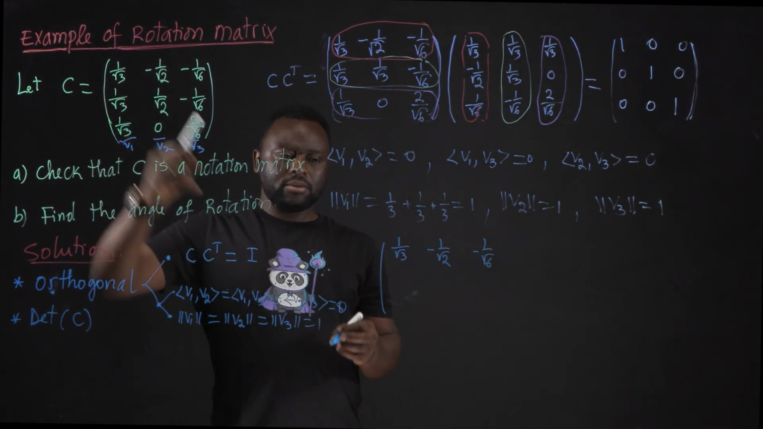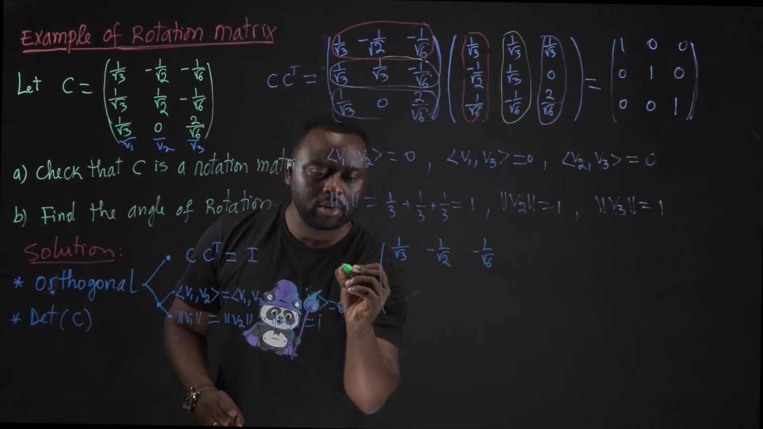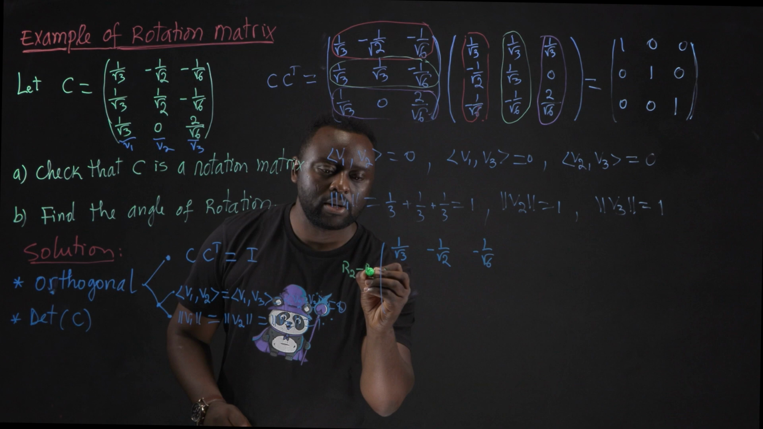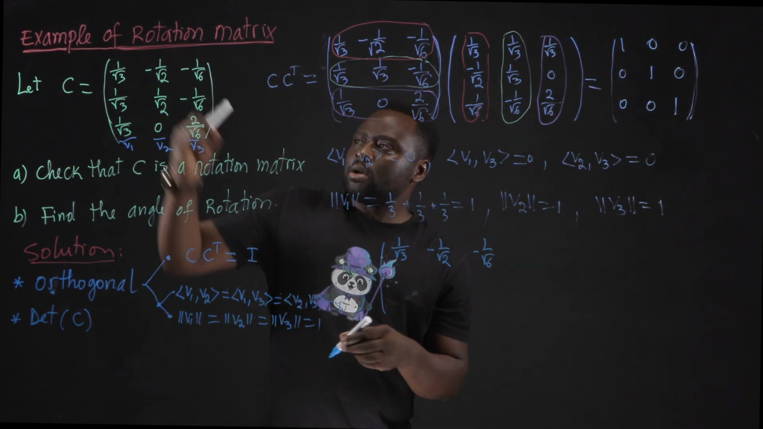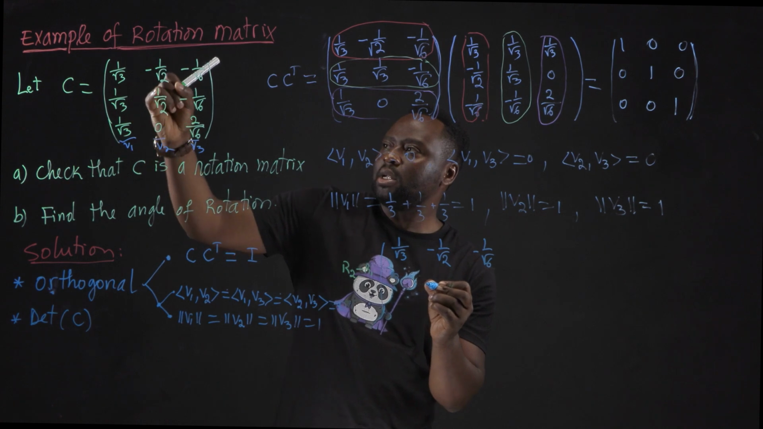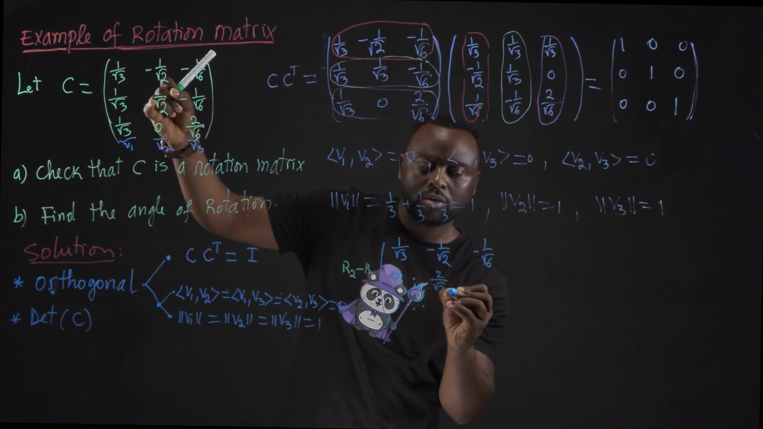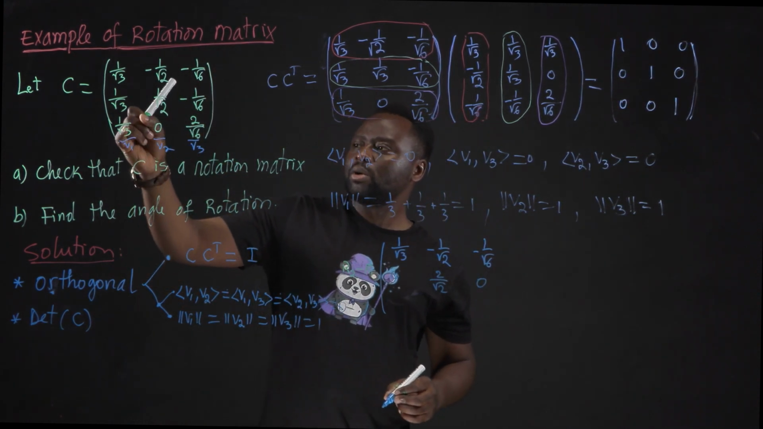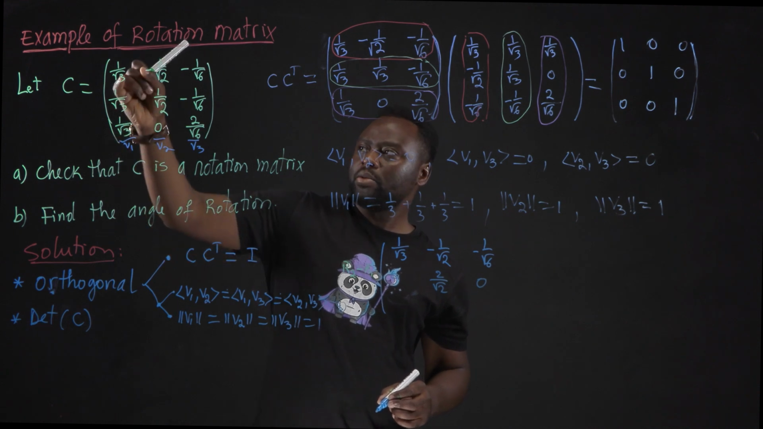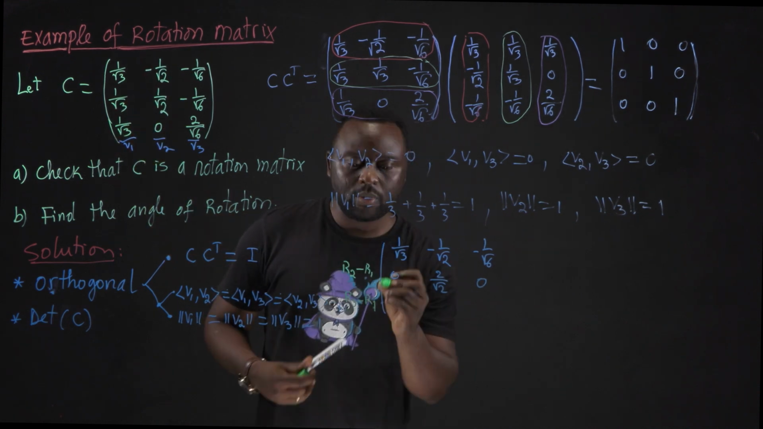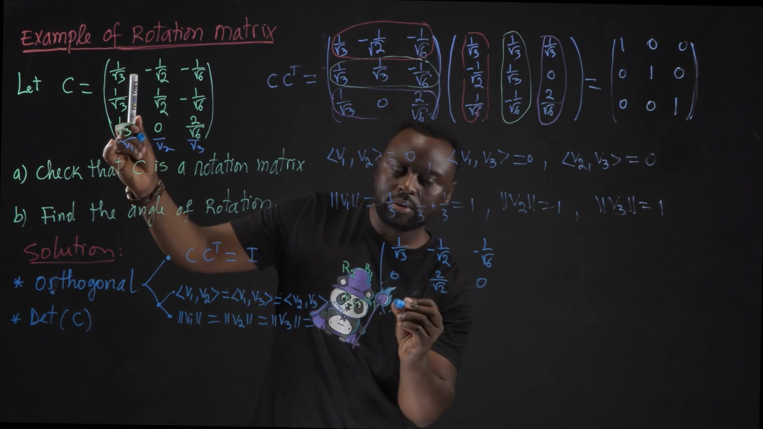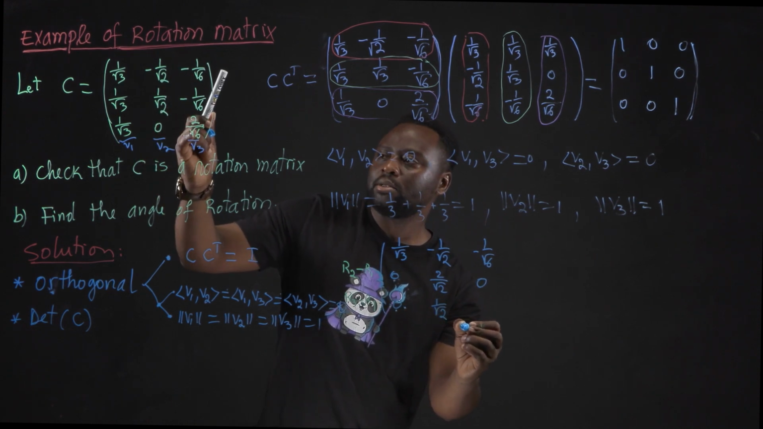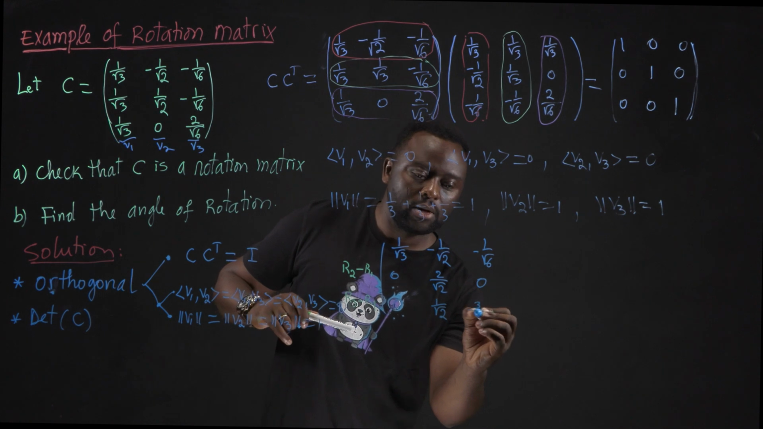For the second one, R2 will become R2 minus R1. Okay? This and this is 0. This and this is 2 over square root of 2. And this minus this one is just 0. Also, we can do the same for this one. We take R3 minus R1. This is 0. 0 minus this is 1 over square root of 2. And the last one, this minus this is 3 over square root of 6.